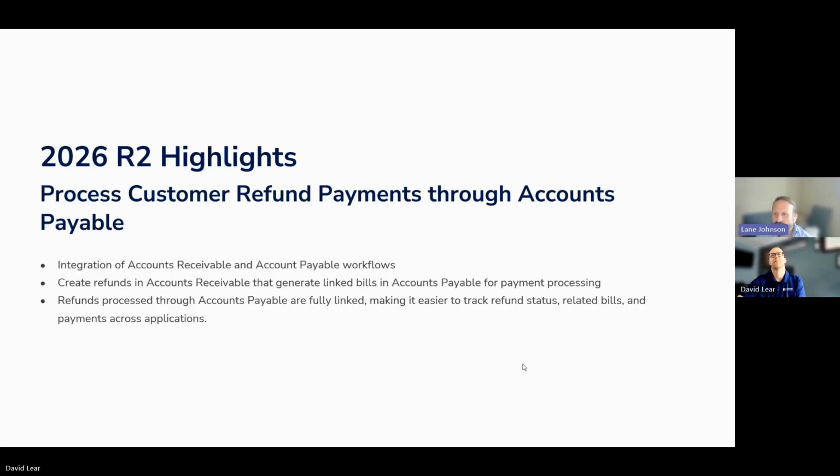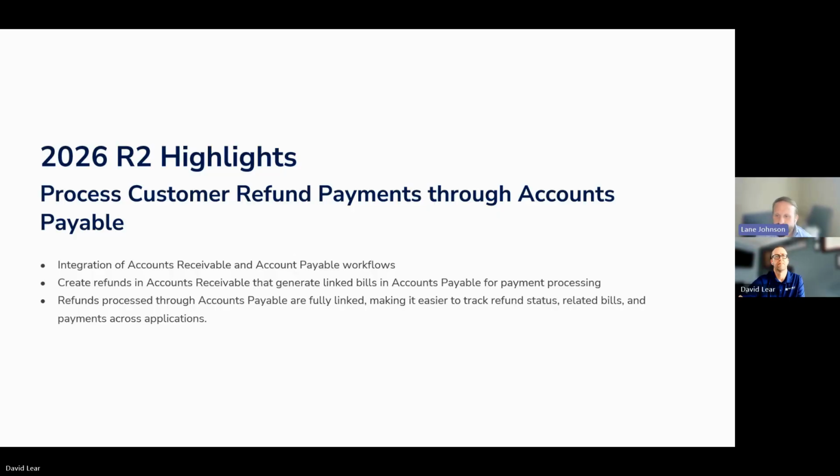And so it's a way to separate the refund creation from the payment processing, while keeping that refund, the bill, and the payment all linked together. So there's lots of great visibility. And so I think one of the big values here is segregation of duties. So AR can own that customer credit, but AP is going to own that cash disbursement, right? And get that money out the door and back to the customer.